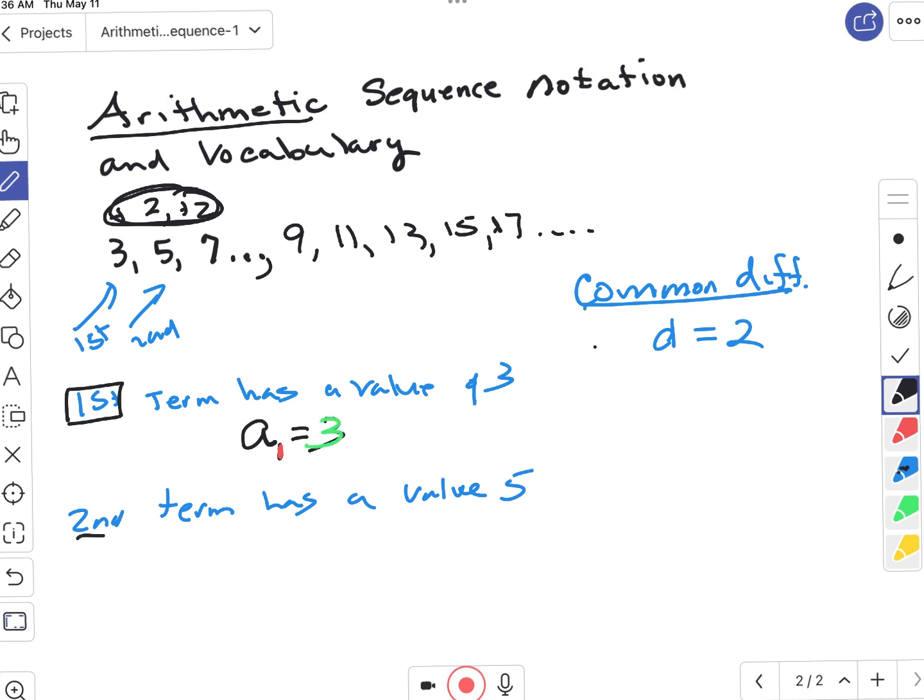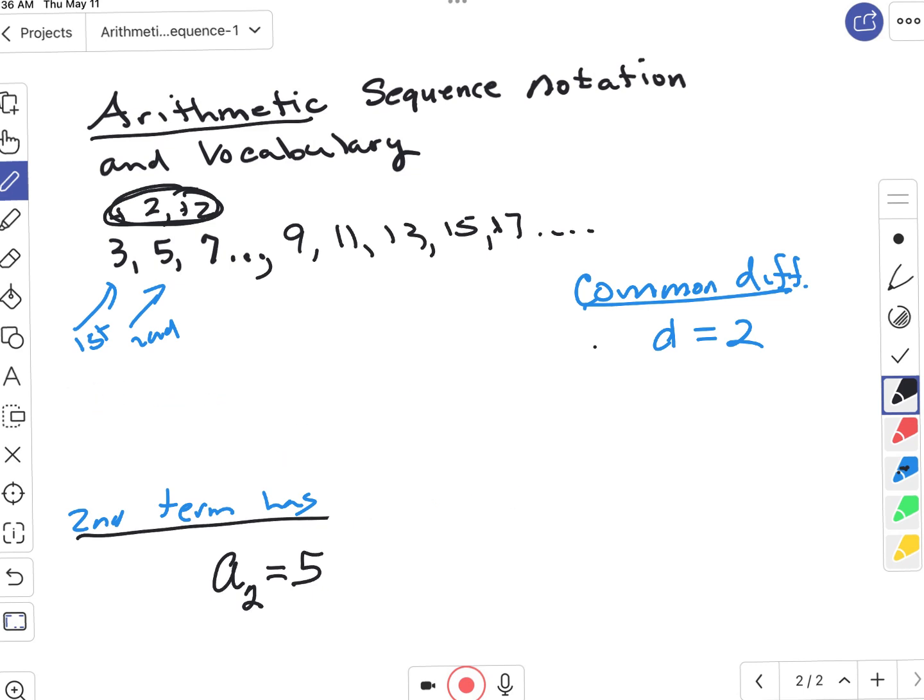So how could we write this notation? The second term has a value of 5. We would say A sub 2 has a value of 5. That means the second term has a value of 5. So understanding the notation is super important. Don't forget, you can stop and go back and rewatch and take notes.